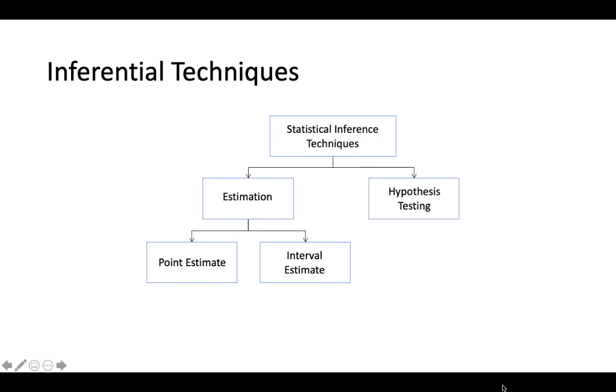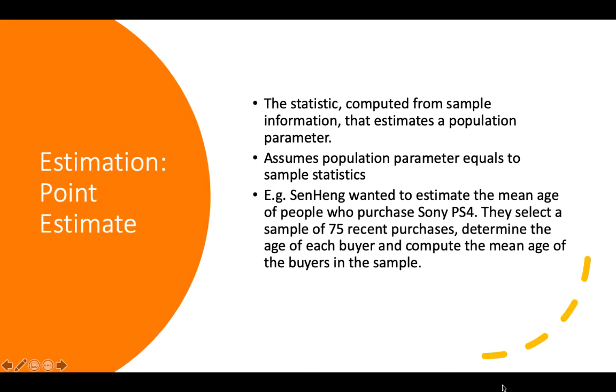So basically there are main ways for us to learn about the population parameter from the sample statistics. The techniques are estimation and hypothesis testing. Under estimation we have point estimate and also interval estimate, also known as confidence interval, and hypothesis testing will be in another set of slides. Alright, so what is a point estimate?